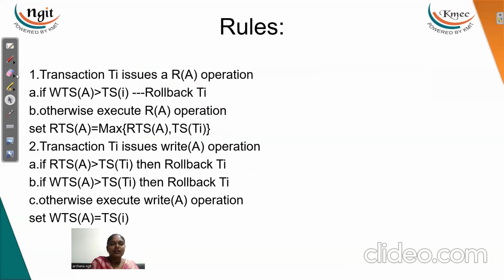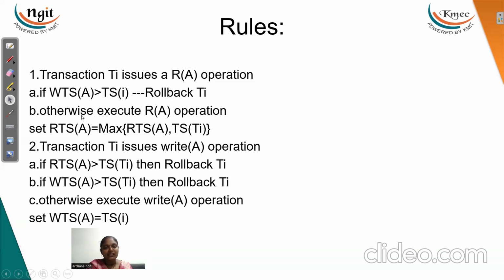Yeah. So these are the rules which have to be followed. The first one is that transaction Ti issues a read operation. Then we should check whether the write timestamp upon A is greater than the timestamp of Ti, that is, whether T1, T2, T3. In that case, you should roll back that transaction. So depending upon the scenario, either we need to perform a rollback or not.